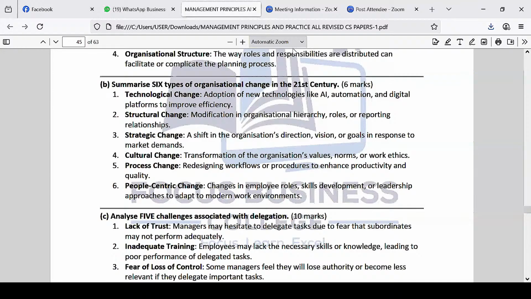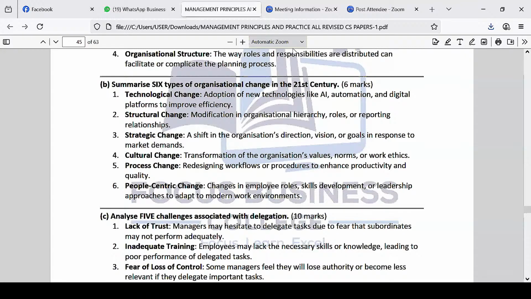Now the next question is asking: summarize six types of organizational change in the 21st century. What are some of the changes that you see right now, currently? The 21st century is where we are. Number one is technological change. Technology keeps on advancing. We talk about adoption of new technologies like AI, automation and digital platforms. So in this century, we have technological change.